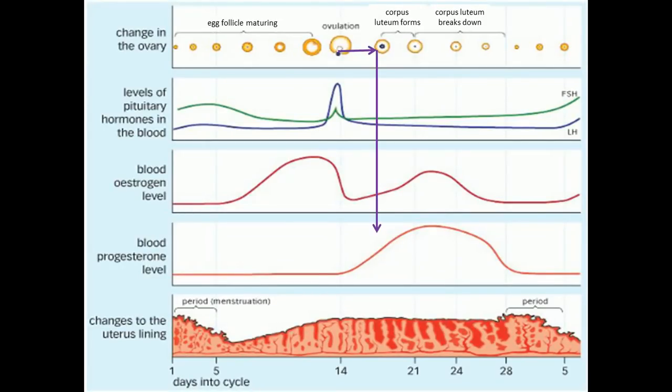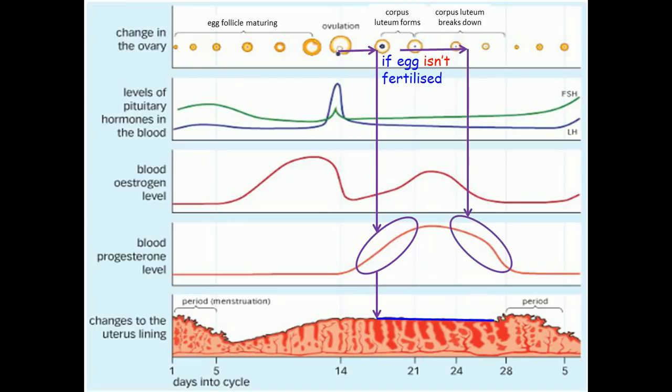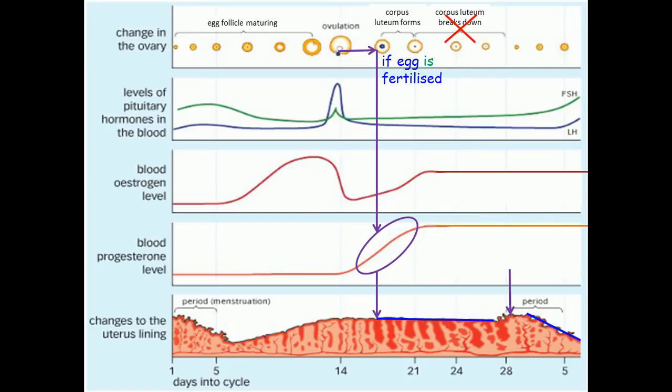We know that after ovulation, the corpus luteum forms from the remaining egg follicle, and this increases the progesterone concentration, which maintains the thickness of the uterus lining. If the egg isn't fertilized, the corpus luteum breaks down, the progesterone concentration decreases, and the uterus lining thickness breaks down, and menstruation occurs. However, if an egg is fertilized, then the corpus luteum doesn't break down, progesterone concentration remains high, and the lining of the uterus thickness also remains and is maintained.